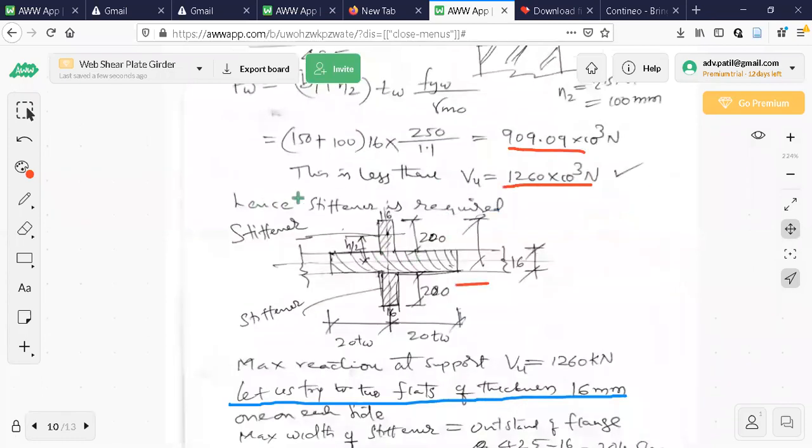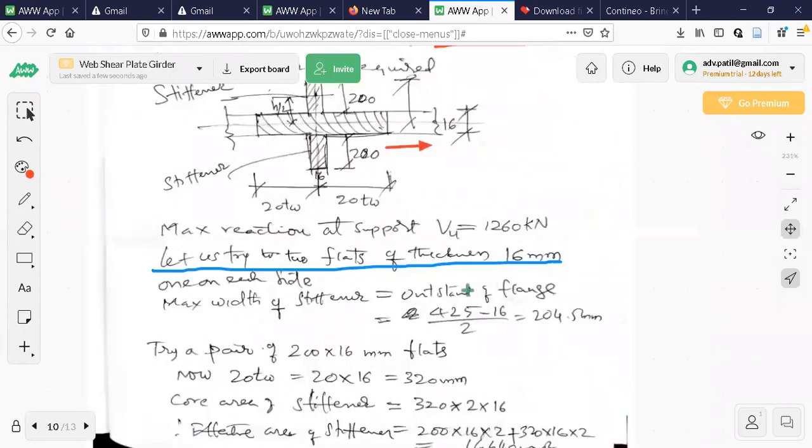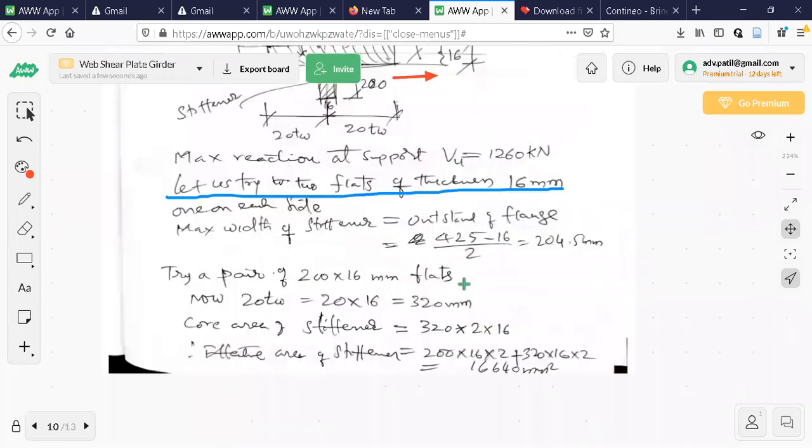This is the outstand. How much is that? 425 minus 16 divided by 2. The 2 means one this side, one this side. So the outstand is, just observe this, 425 minus 16 by 2. 425 is the flange width, minus 16, divided by 2 means on each side. That is the outstand. There is a maximum width of the stiffener, which cannot be more than 204.5.